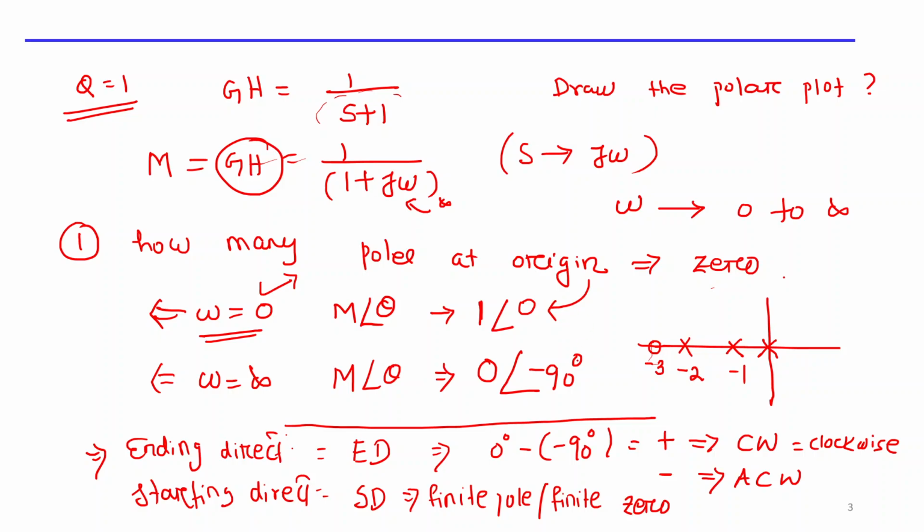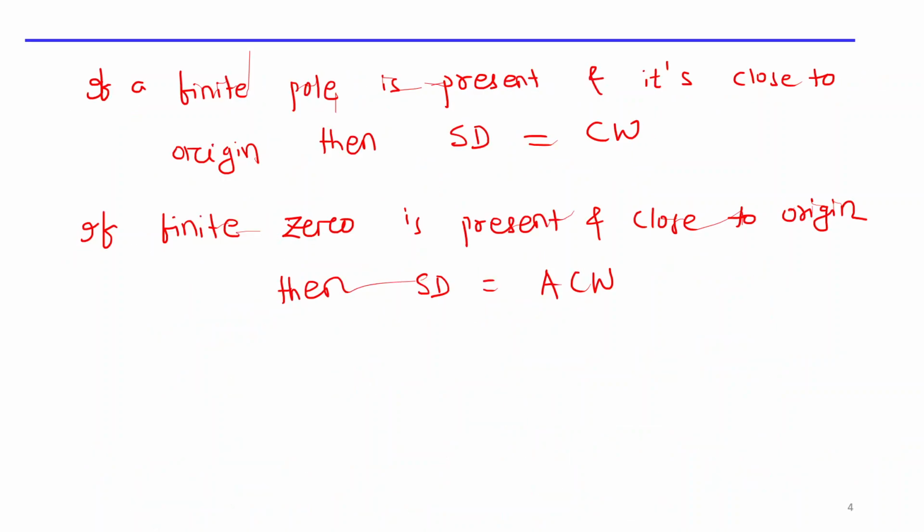Then just subtract these two angles and find out the sign of the angle. If it is positive, then you can definitely say that the ending direction is clockwise. If it is negative, the ending direction is anti-clockwise. Then one ending direction is over. The other thing is the starting direction, which depends upon the finite number of poles and zeros. If a finite pole is present very close to origin, then the starting direction is clockwise. If a zero is present near to origin, then anti-clockwise. That's it. Let me solve the first question for you.